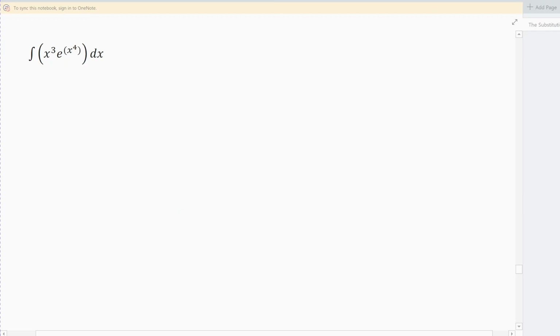Alright, so again, still just practicing the antiderivative using the substitution rule. Again, with some more challenging cases. So I've got my x cubed times e raised to the 4x with respect to x.